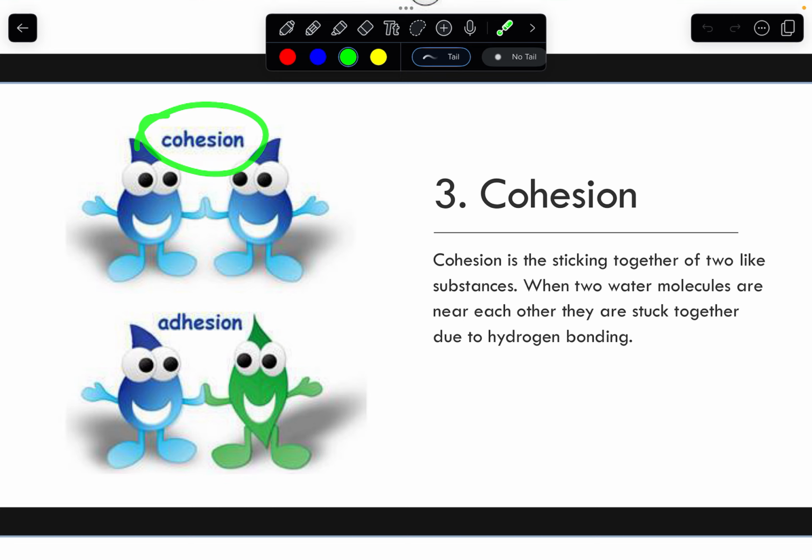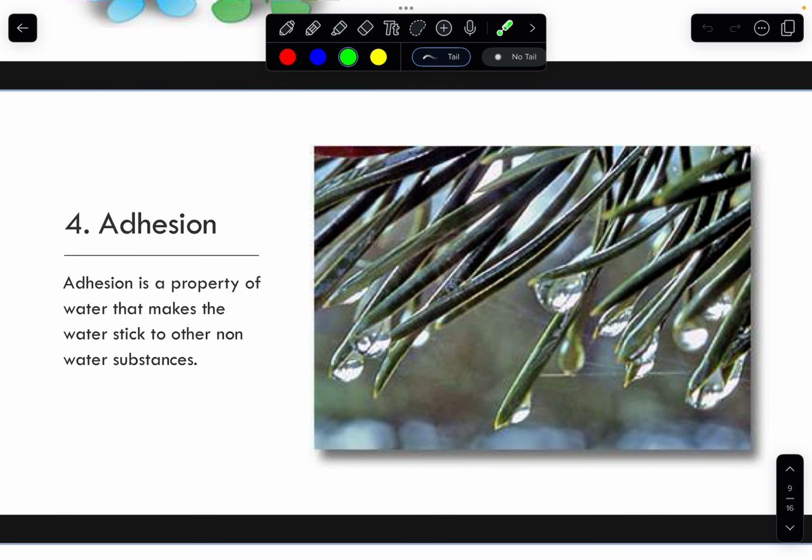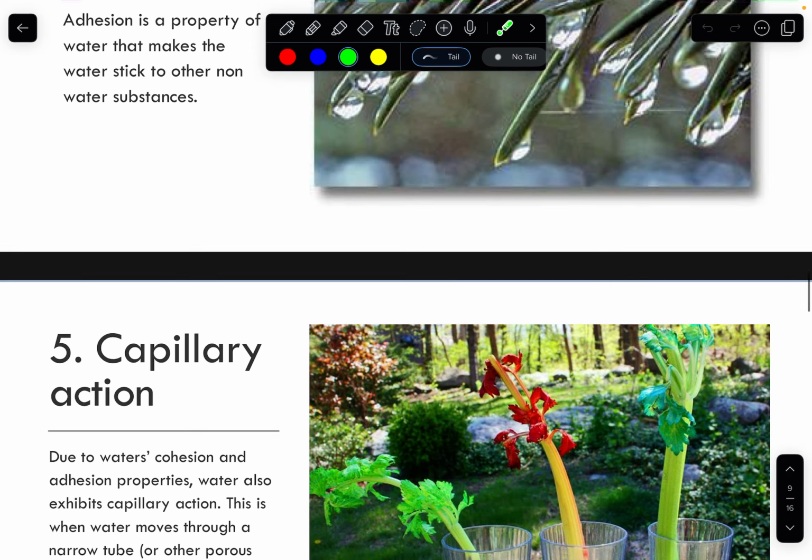This image also does a great job of comparing cohesion with adhesion. Cohesion is water stuck to water. Adhesion is water stuck to not water. All right, most often in real world or in nature, water is going to be stuck to some sort of plant life. That's what we have here.